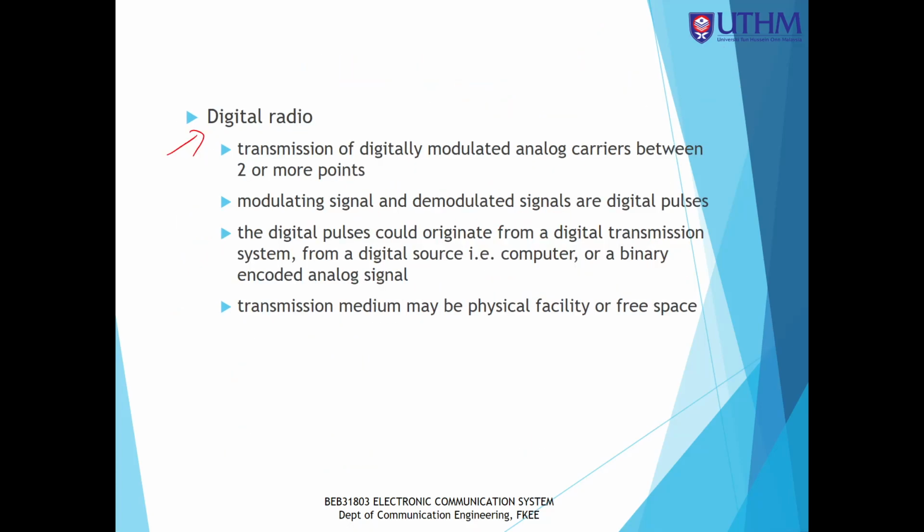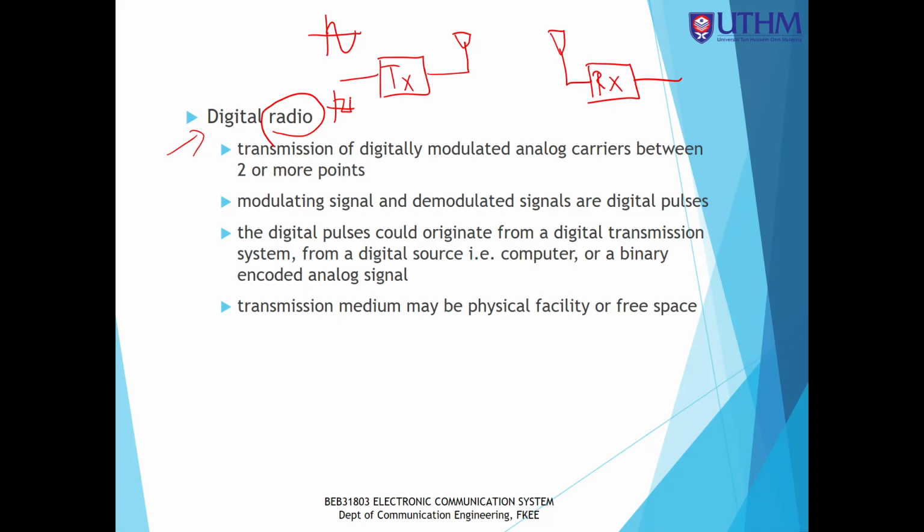Okay. And then I want to show about this. Okay. So digital radio, you see that the word radio means that the signal is transmitted in free space, di udara. So what happened is that, you see, transmitter, and then here we have the antenna, here we have the receiver. Okay, so what happened is that you have the analog or you have the digital input, depends. Okay, the transmitter will first process the data into digital. Okay, transmitter akan proses dalam bentuk digital data.